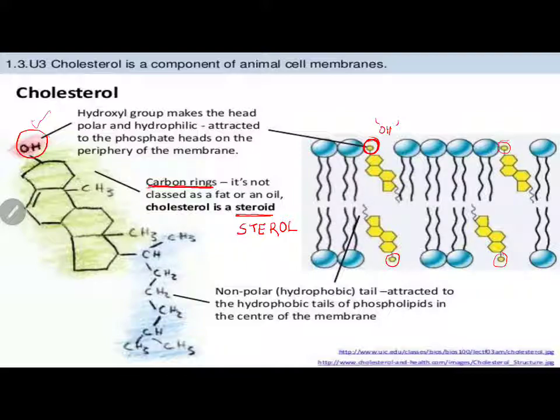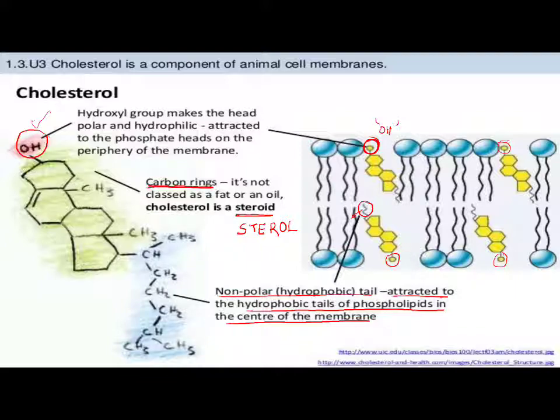And a non-polar tail, attracted to the hydrophobic tails of phospholipids in the center of the membrane. So it has a non-polar tail which is attracted to the phospholipids. So they sit in the gaps.